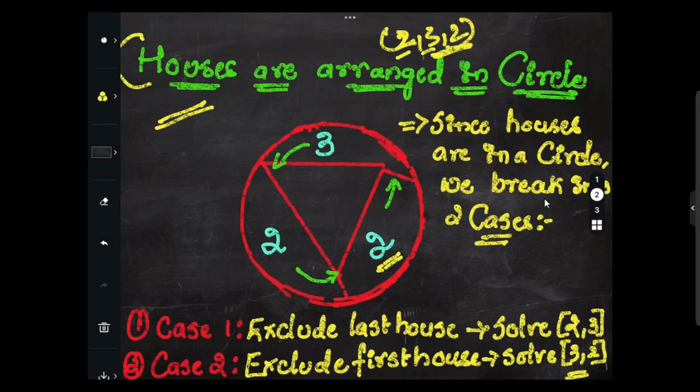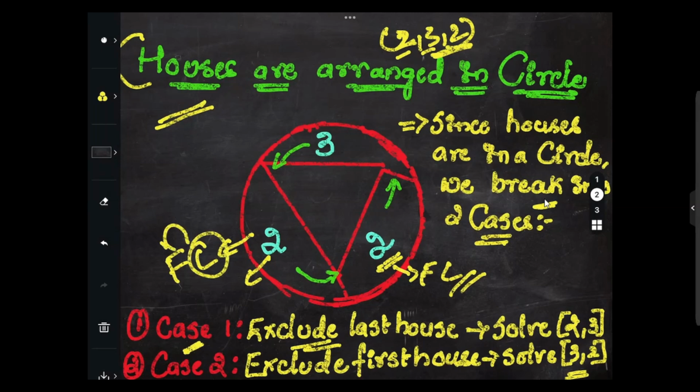Since the houses are in a circle, we break this into two cases. We have already discussed this, yet let's make it clear so that it will be easier to compute further. Case 1, we exclude the last house if we are considering the first house. If we are considering the last house, then we exclude the first house, and vice versa.